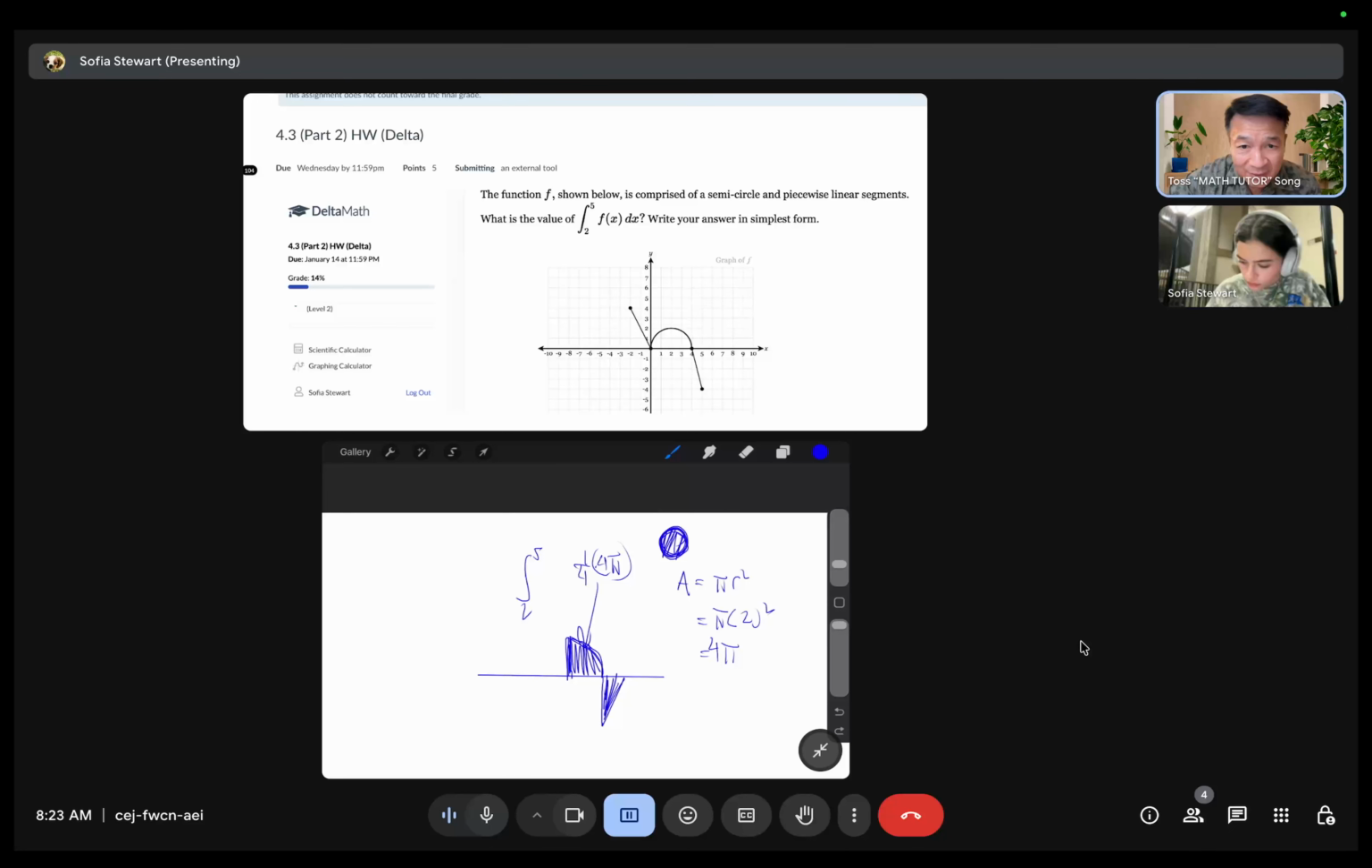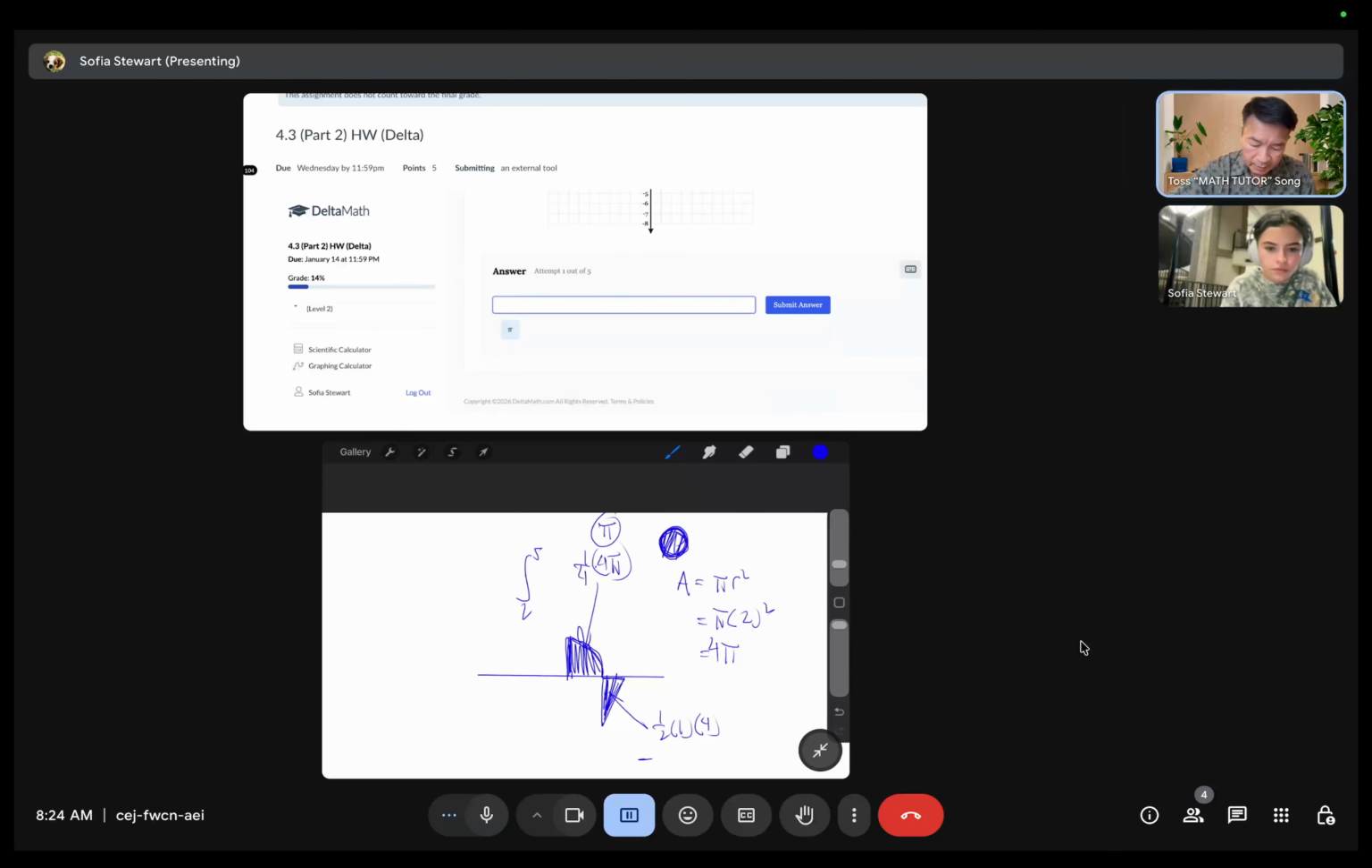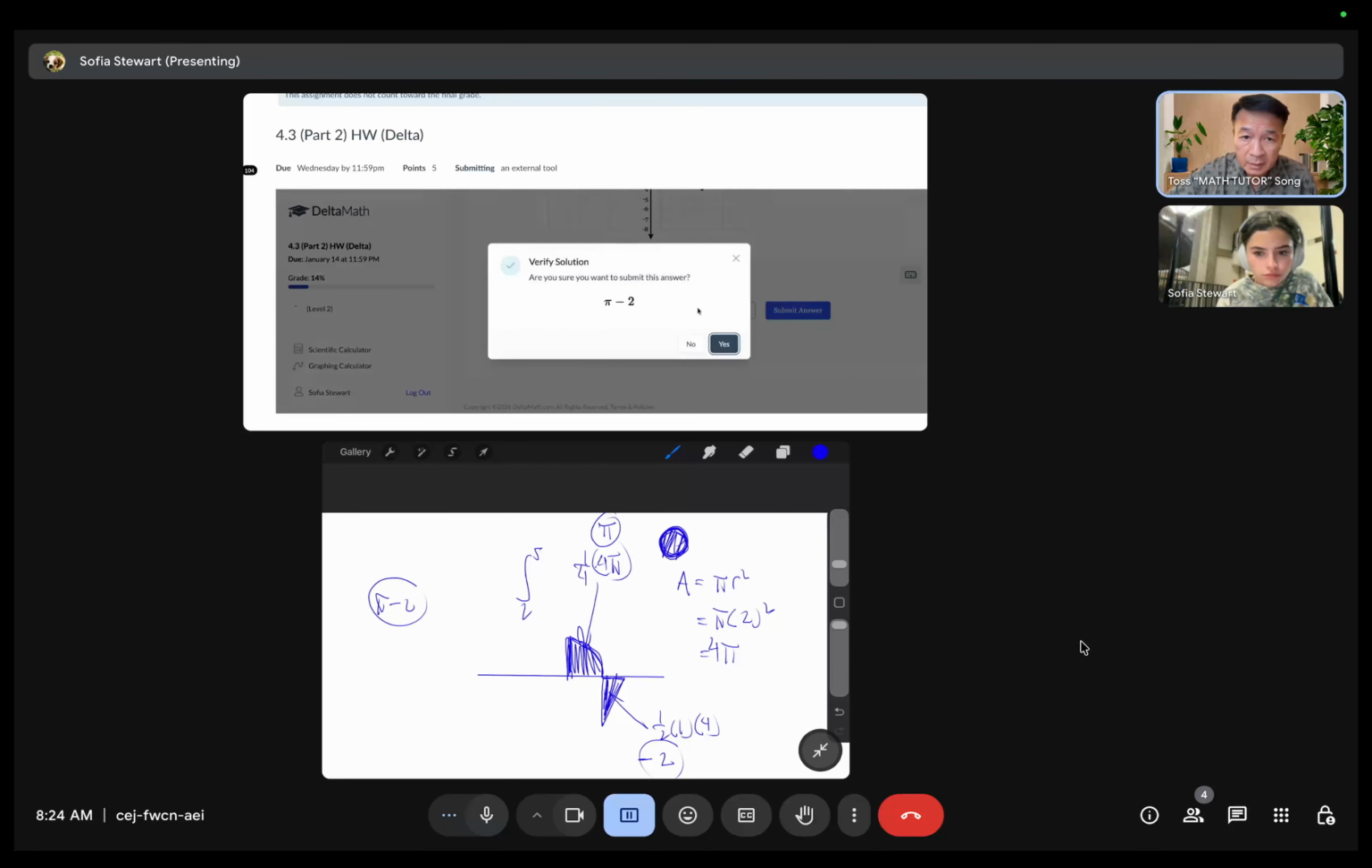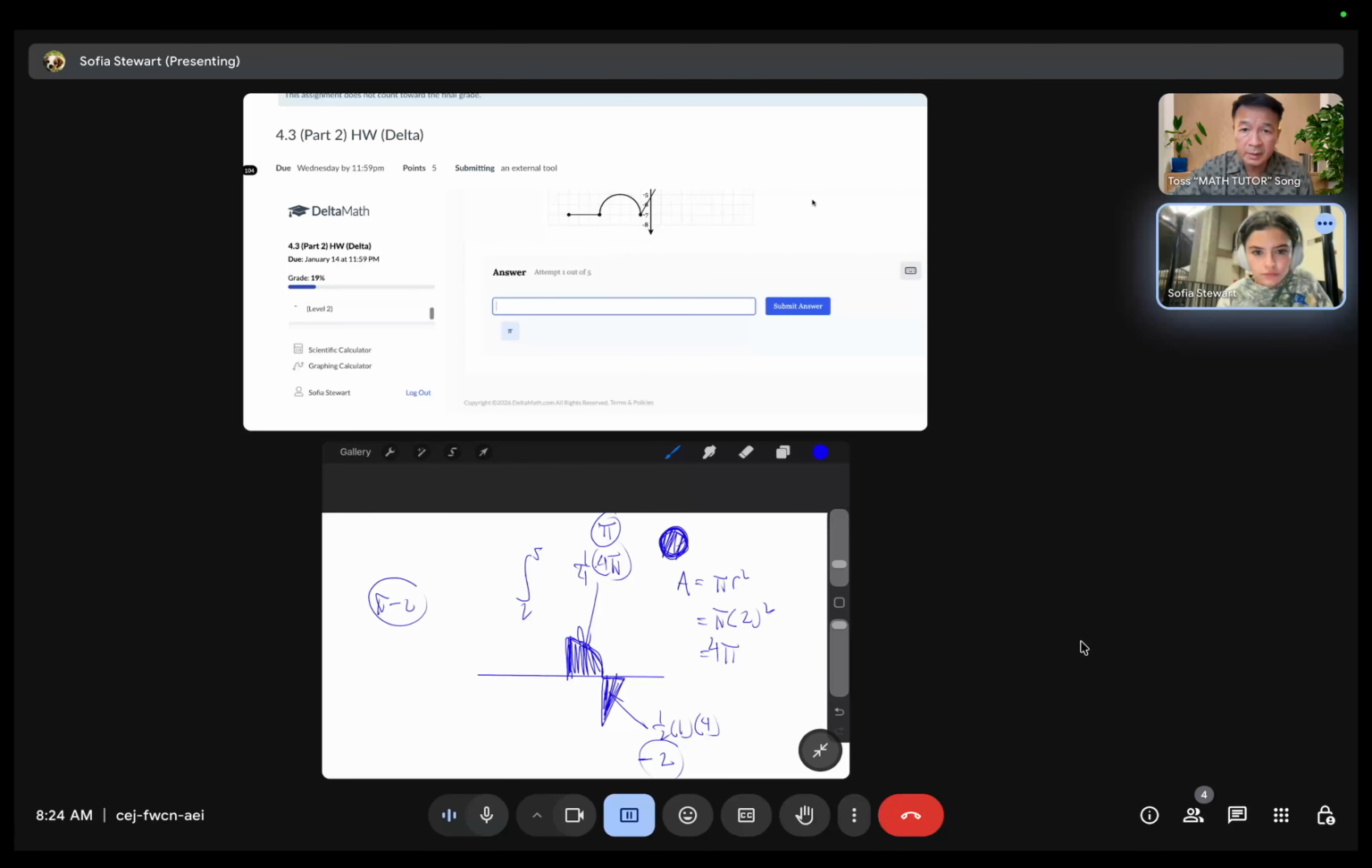Wait, it's a quarter of it, right? It is a quarter of a circle. So it's just a quarter of pi r squared. I'm pretty sure. So this is just going to be pi. But then the triangle here is 1/2 times the base, which is 1, times the height, negative 2. I think you're right. It's 4, so it's negative 2. So pi minus 2 is the answer. Yay. All right.